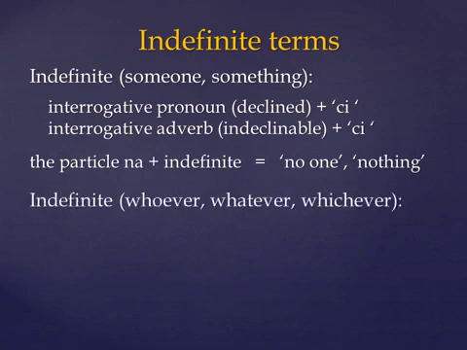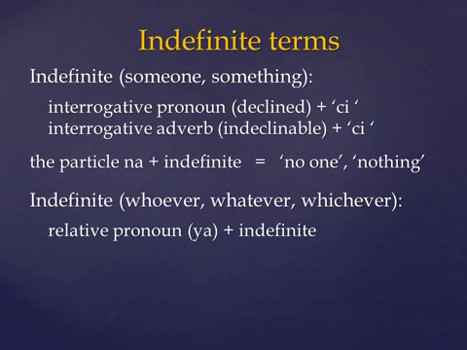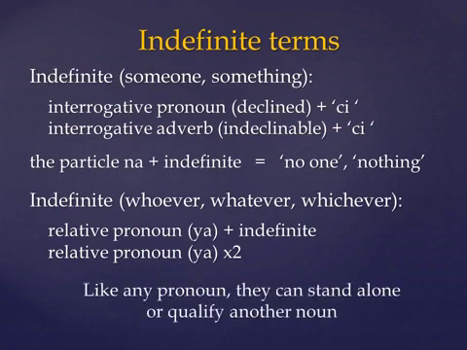Also, the indefinite meaning whoever, whatever or whichever in English can be created in Pali by combining the relative pronoun on the stem ya with an indefinite pronoun. And this has the same meaning as if the relative pronoun was repeated twice, because repetition of terms in Pali can give them a generalized or non-specific meaning. Finally, like any pronoun in Pali, indefinite pronouns can either stand alone, representing a substantive, or they can act as a pronominal adjective and qualify another noun.